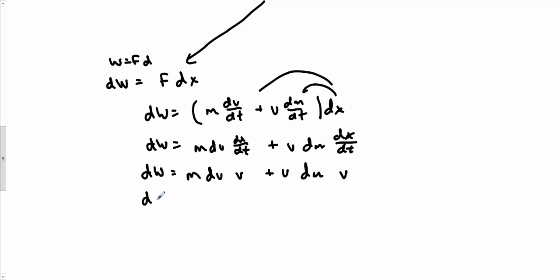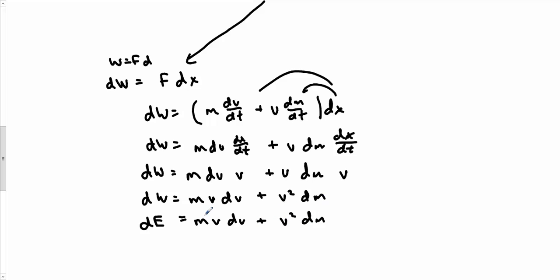I will just clean that up a bit. I will write it as mv dv plus v squared dm. And I know work is energy, so I'm just going to write this with an E now. We'll call this equation number 1.